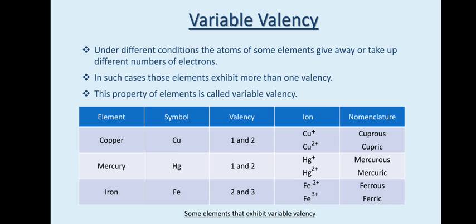Now these elements do exhibit variable valency. They are all metals here: copper, mercury and iron. So you can learn the names. Metals which exhibit variable valency are copper, mercury and iron. Please do remember this correctly.